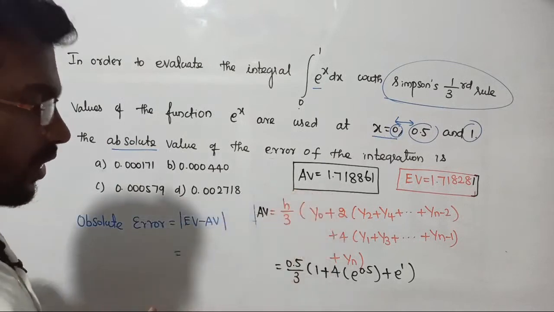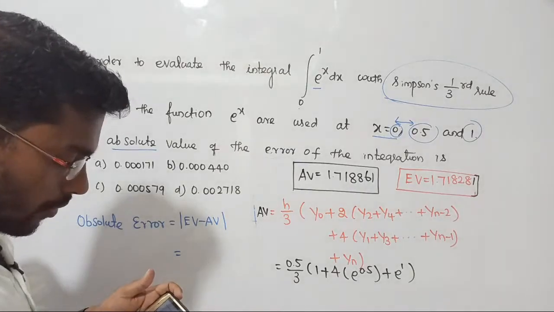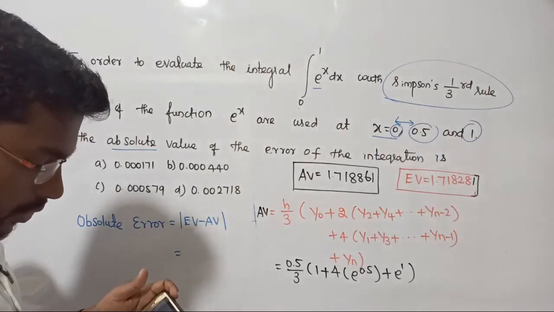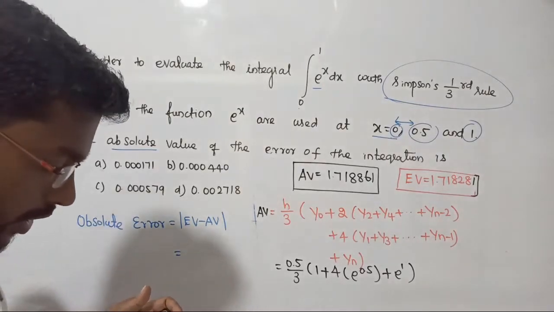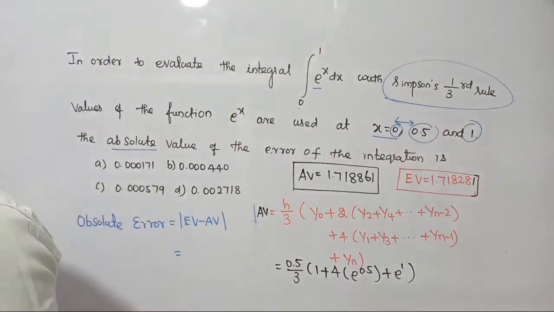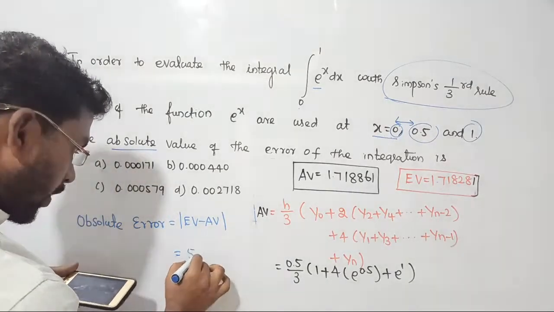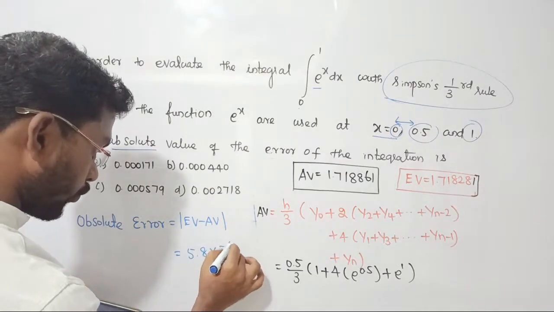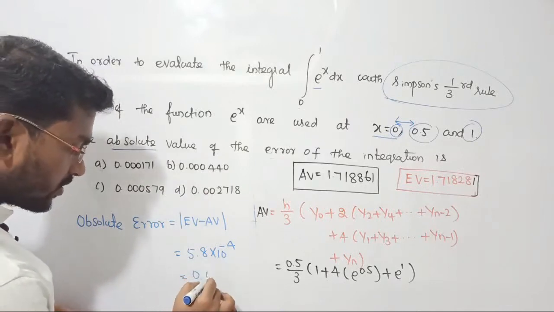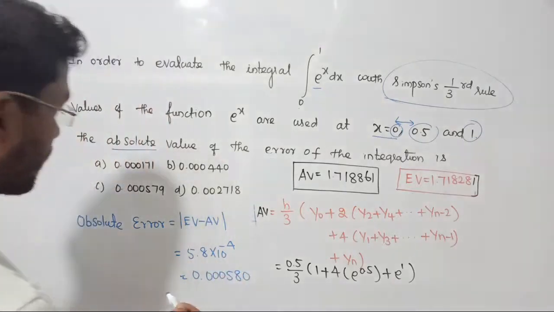The approximate value is 1. Let us just subtract: 1.718861 minus 1.718718. See, the answer that I am getting is 5.8 into 10 power minus 4. How can we write this? It can be written as 0. I have to consider 3 zeros with a 580, right? Okay, let us compare it with the options.